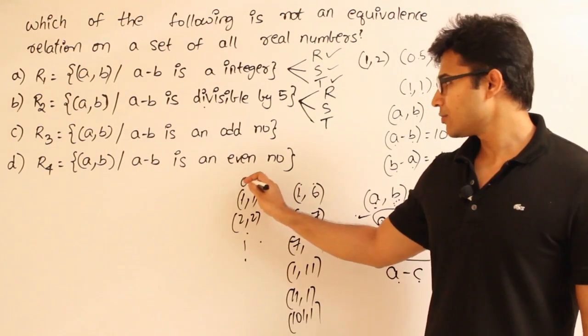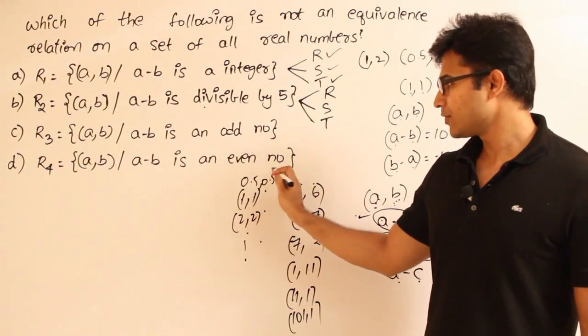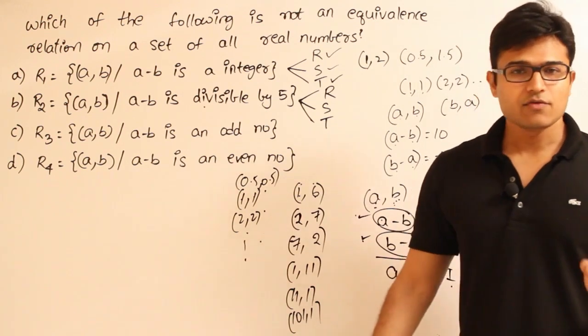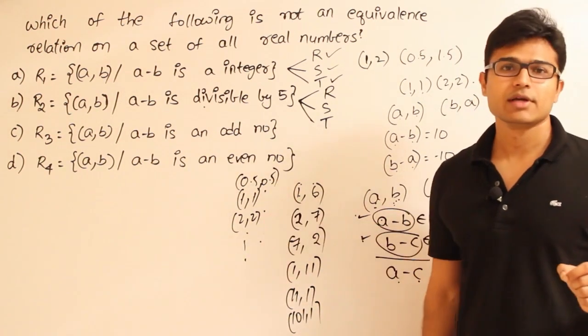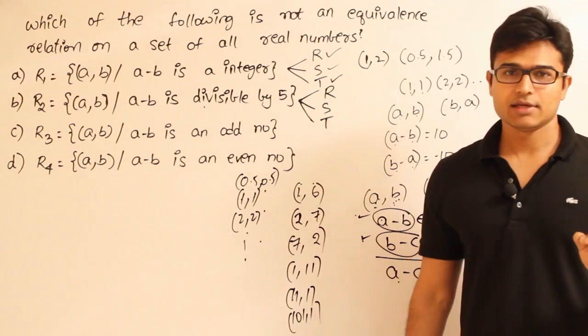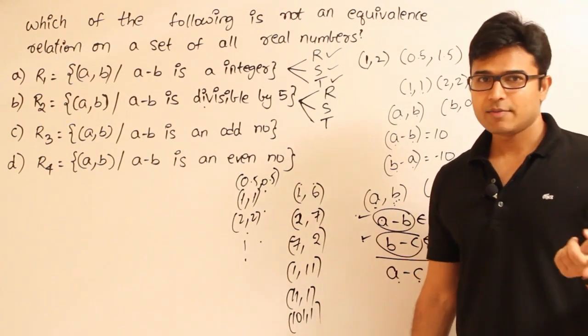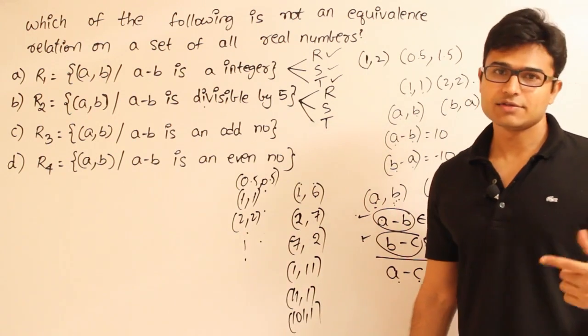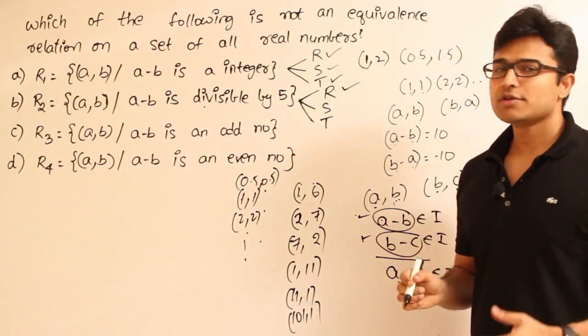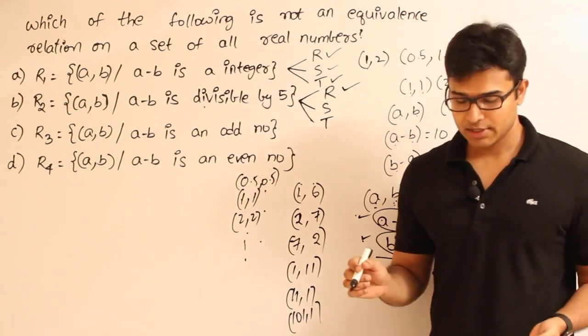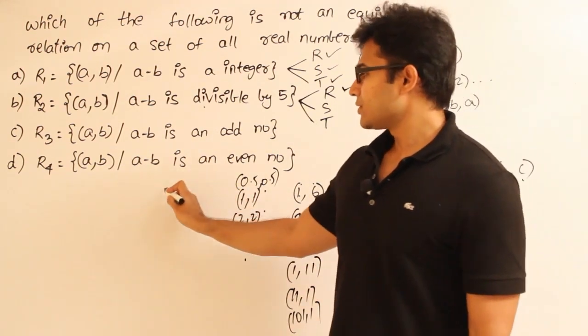It need not be only integers. You can even have 0.5 comma 0.5. Every real number, you take any real number, and if you take the pair of it, then it is going to be present in the relation. The reason is, a minus a is going to be 0, and 0 is going to be divisible by 5. Therefore it is reflexive. What about symmetric? What can you say about it? Now what does symmetric mean?